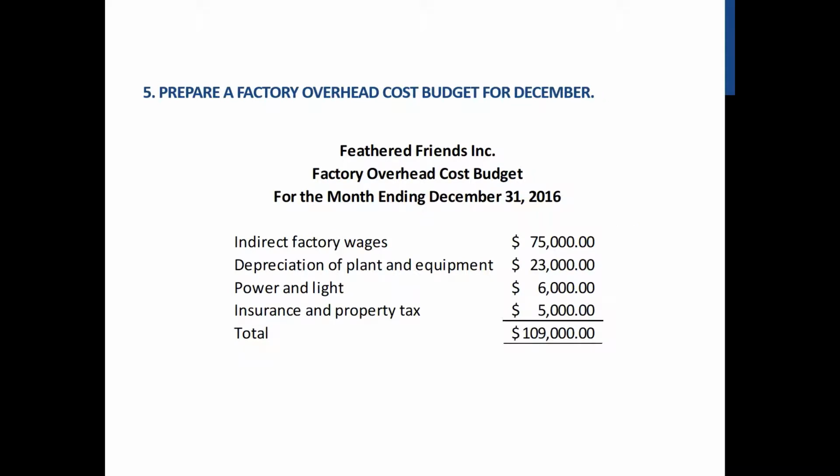Number 5 is prepare a factory overhead cost budget for December. So this is the last number. What we just did is add all the factory overhead costs for Feathered Friends Inc. We added the indirect factory wages, depreciation of plant and equipment, power and light, insurance and property tax. So it summed up to 109,000.